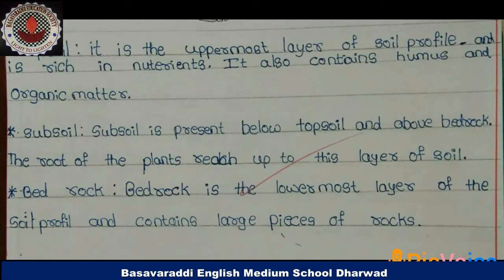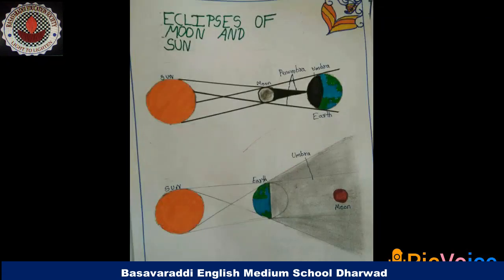The note is, there are the 3 layers. First one is the topsoil, subsoil and bedrock. What is the topsoil? Topsoil is the uppermost layer of the soil profile and it is rich in nutrients. It also contains humus and organic matter.